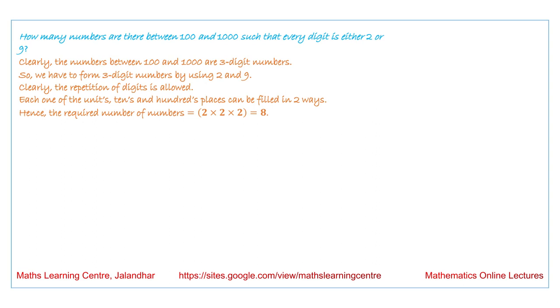Next is how many numbers are there between 100 and 1000 such that every digit is either 2 or 9. So we are talking about the 3-digit number.